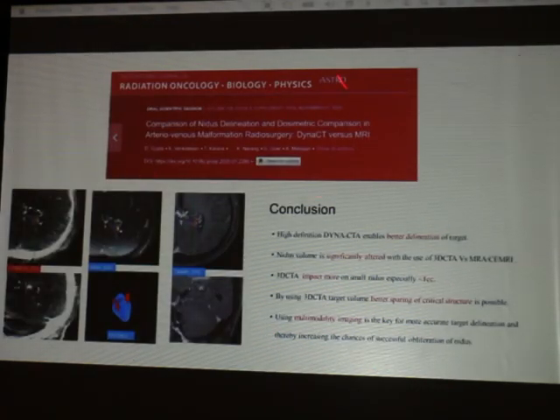This is one of our papers in which we found that for radiosurgery with CyberKnife you need volumetric imaging, but sometimes it is very difficult to delineate the images. So we reconstructed this 2D angiogram, which cannot be used in CyberKnife planning. We reconstructed that to Dyna CT, and were then able to delineate the target volume better and treat the AVMs.